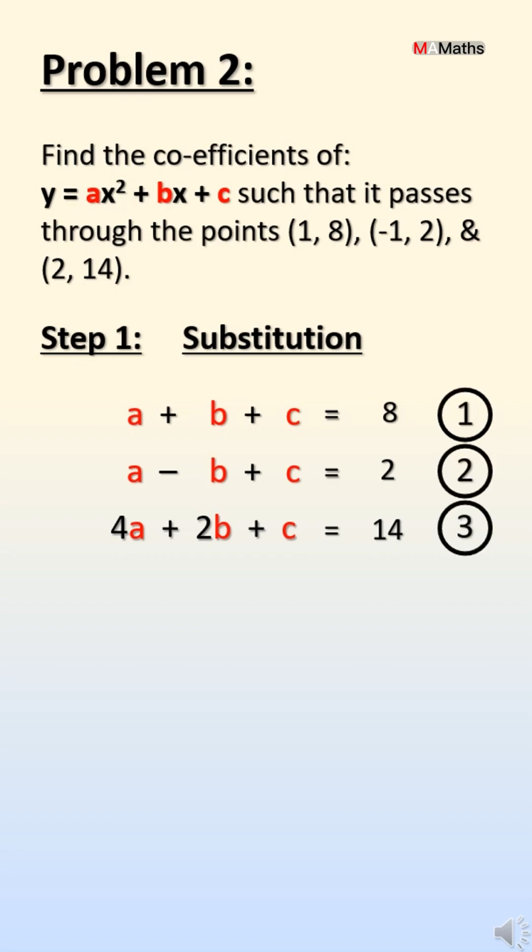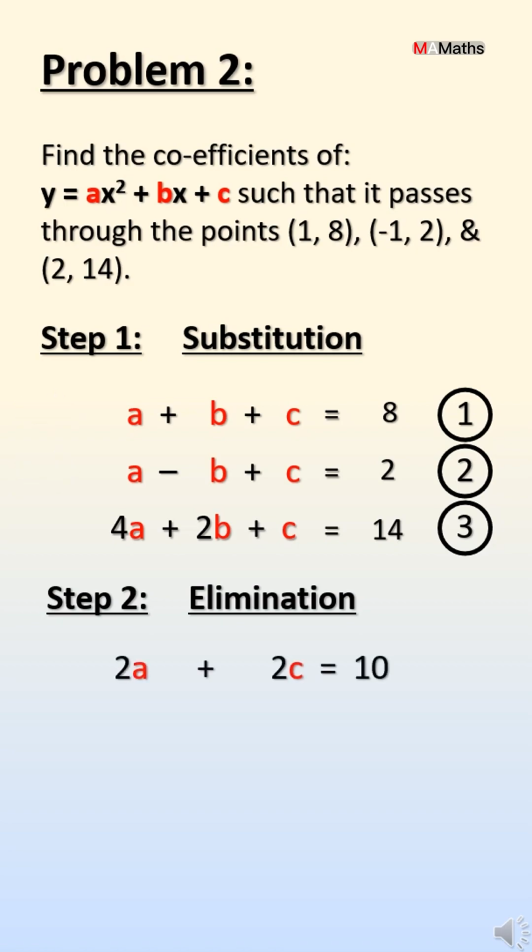First step, let's eliminate a variable, so let's add equations 1 and 2. That gives us 2a plus 2c is equal to 10. Let's divide through by 2. A plus c equals 5. Let's call that equation 4.